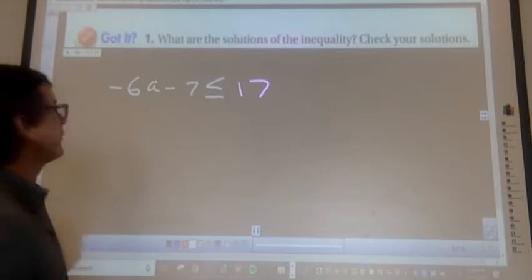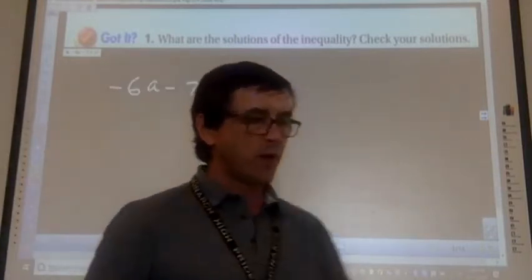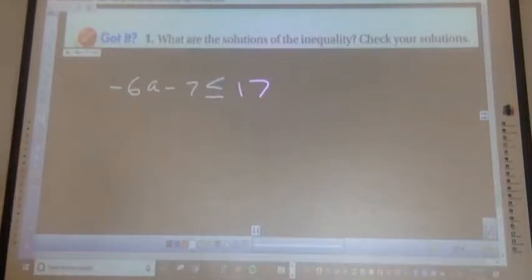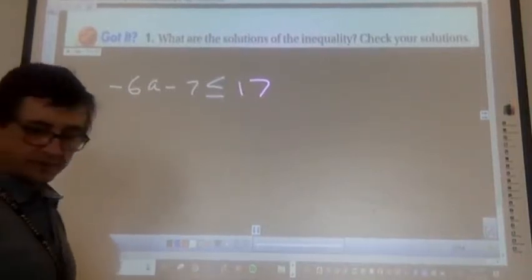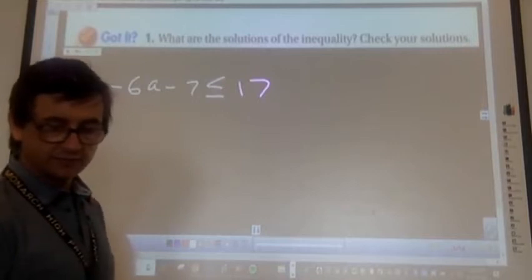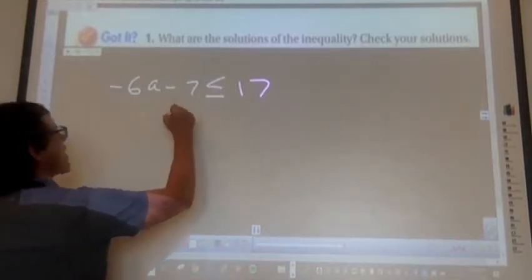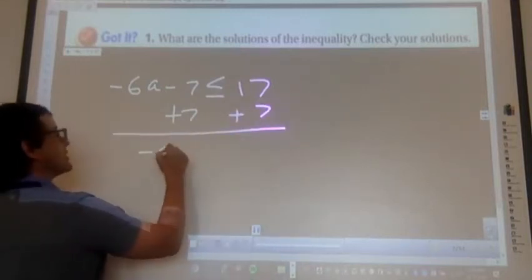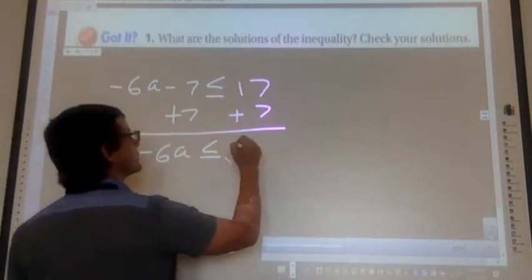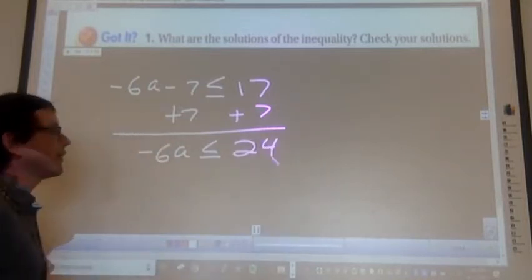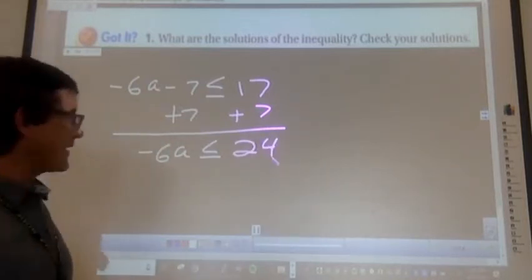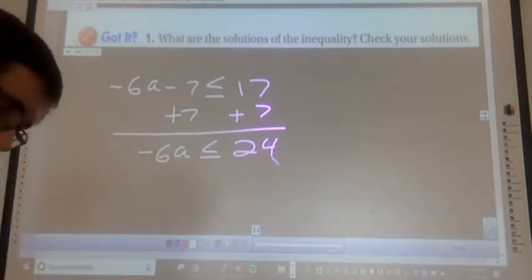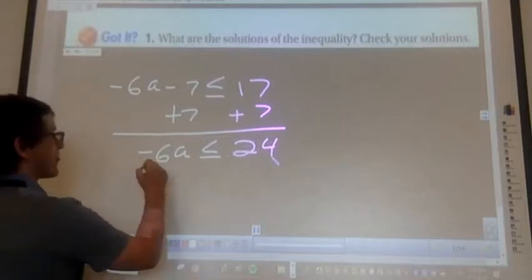How about Anna? What would your first step be? Oh, sorry. My first step would be add 7. Plus 7, plus 7. So we have negative 6a less than or equal to 24. And how about Anna McFadden for the next step? You would divide negative 6 on both sides.